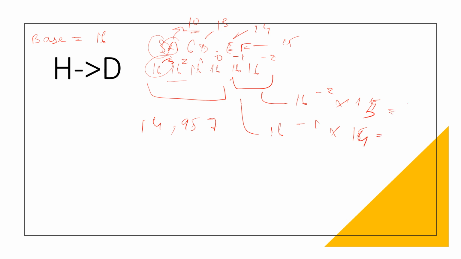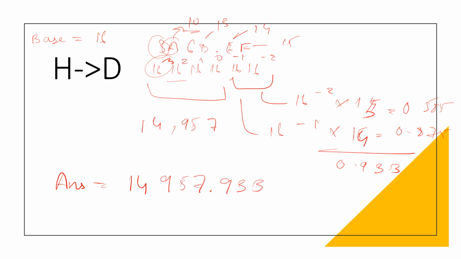Then on calculating, this will become 0.0585, and this is 0.875, which will give us 0.933. So the final answer for this would be 14,957.933 in decimal values. So this is how you write it when you convert into decimal.